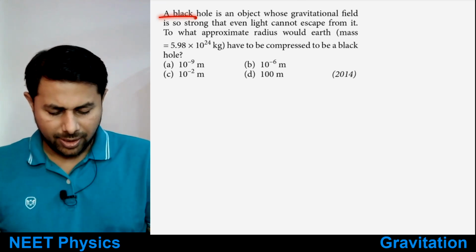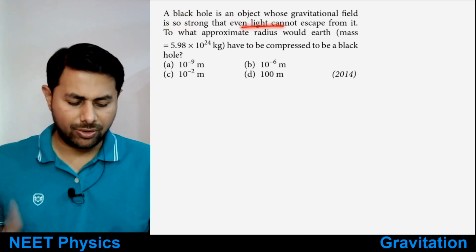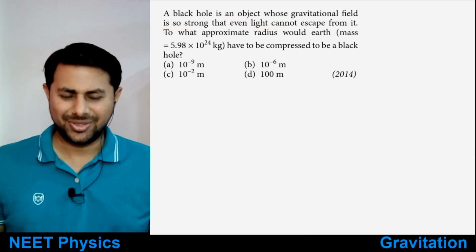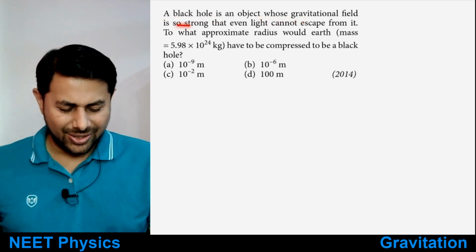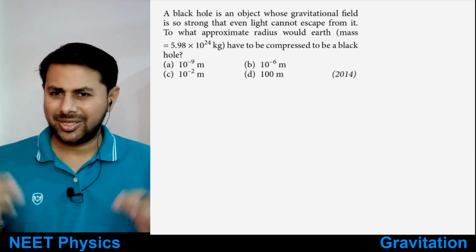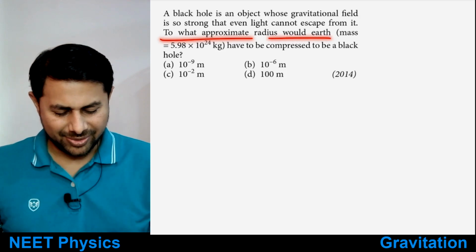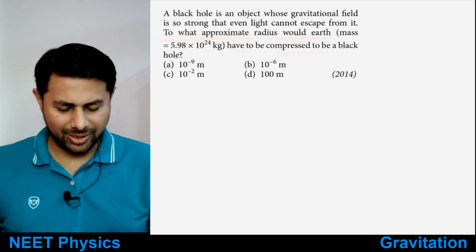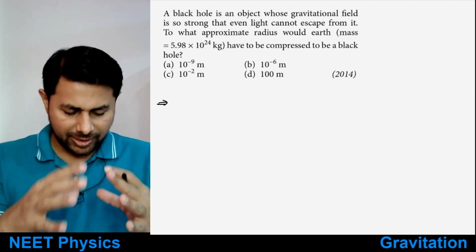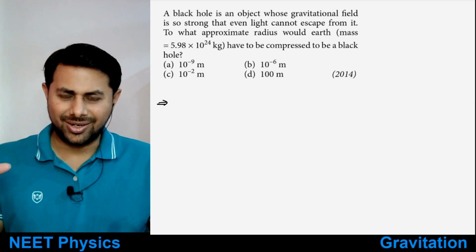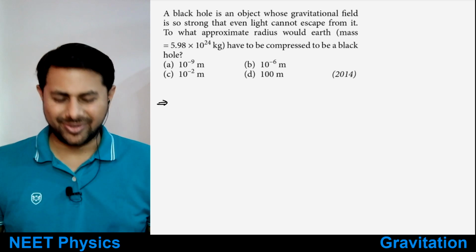Let's see the next one. A black hole is an object whose gravitational field is so strong that even light cannot escape from it. Okay, so it's a nice concept. To what approximate radius would Earth have to be compressed to be a black hole? Okay, you want to compress Earth and make Earth a black hole so that light will also not escape.